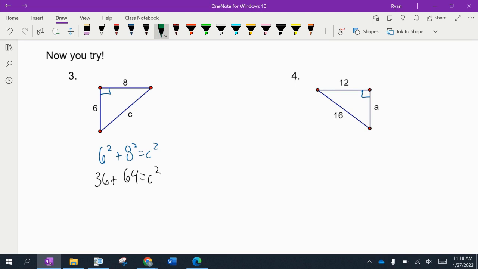Add those together, 36 plus 64. And then one more step, take the square root of both sides, take the square root of 100, and we get that C equals 10. Again, these should both have right angles on them, because if they weren't right triangles, we wouldn't be able to do it. In number 4, again, see if you can set it up, pause the video, take it as far as you can, then you can check your answer.